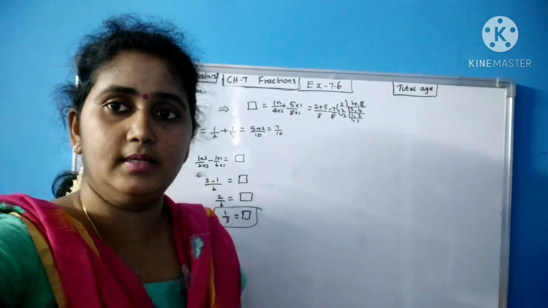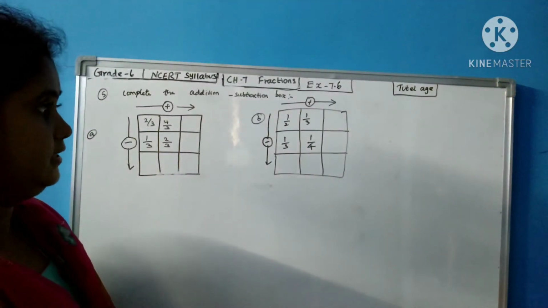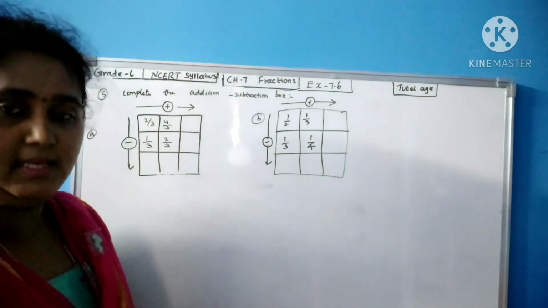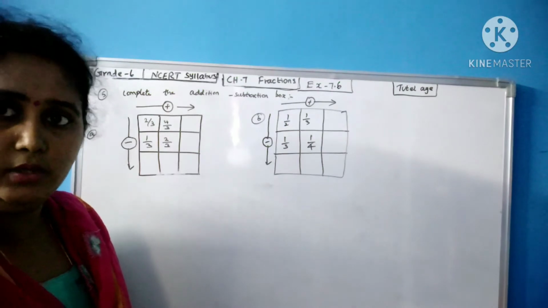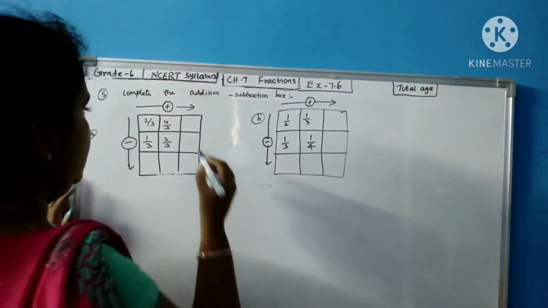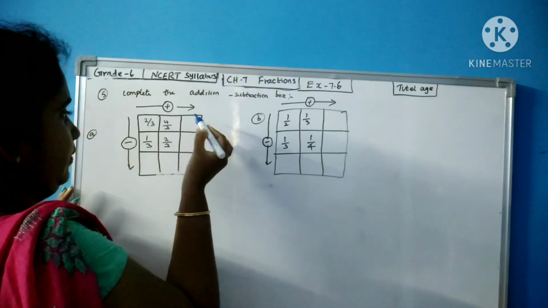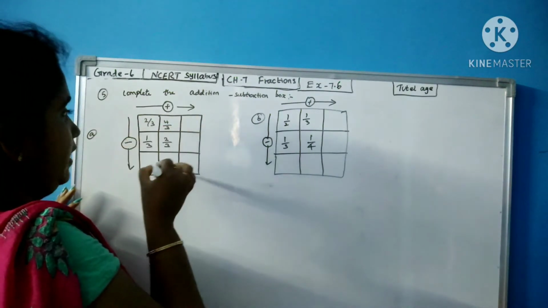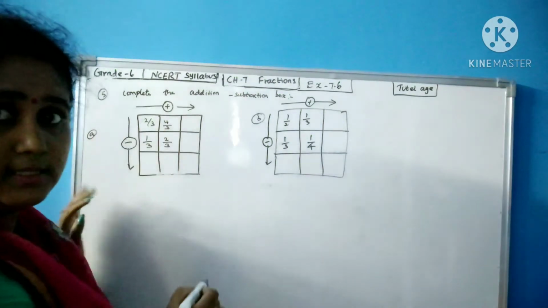Next we will see the next sum. You have to complete the addition subtraction box. Only the addition and subtraction of fractions is given in the box, and you have to complete it. See 2/3, 4/3. If it goes this side, you have to add. If it comes column wise, you have to subtract. Row wise means add, column wise means subtract.